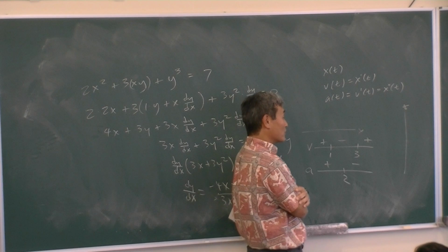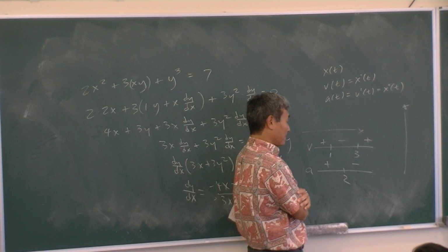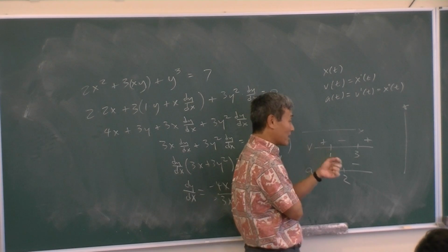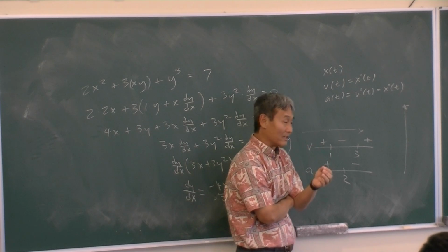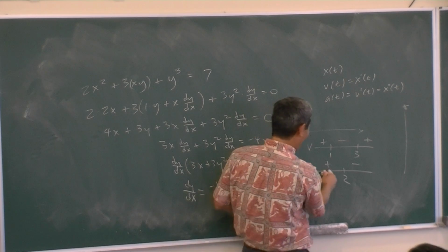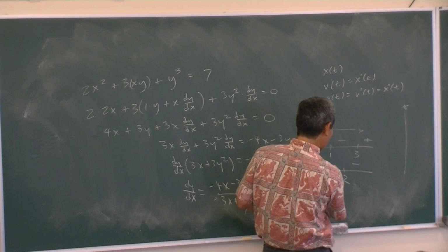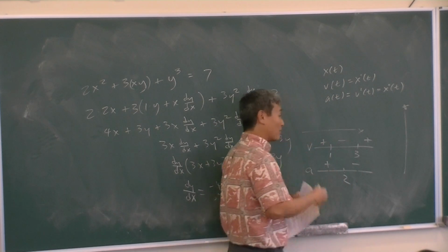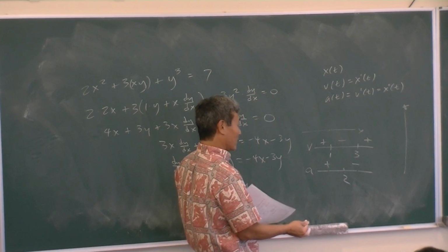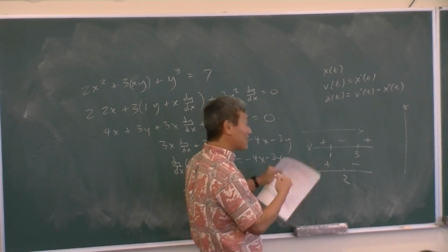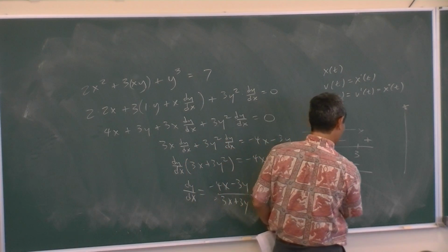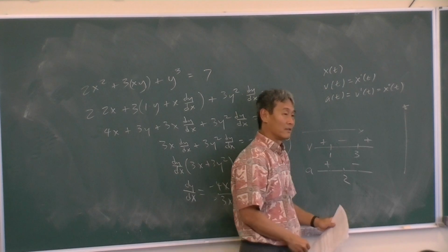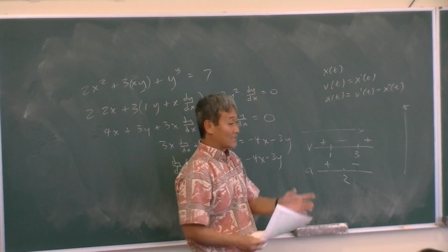When is the particle speeding up? When the velocity and acceleration have the same sign. So from 0 to 1, and where else do they have the same sign? 2 to 3. When is the particle slowing down? From 1 to 2, when the velocity and acceleration have opposite signs. So that would be between 1 and 2, and then from 3 to infinity. That's all in the notes anyway.